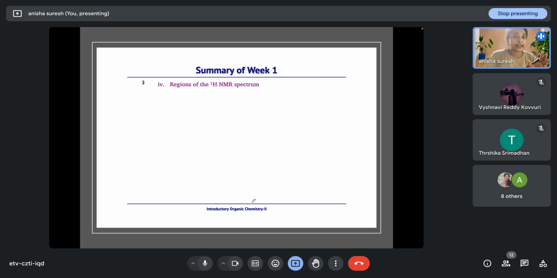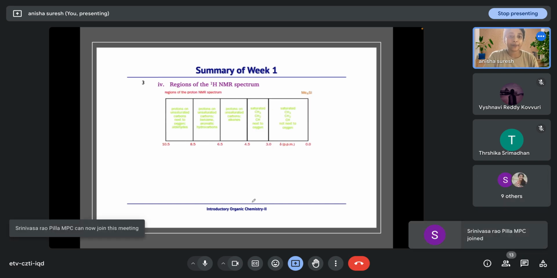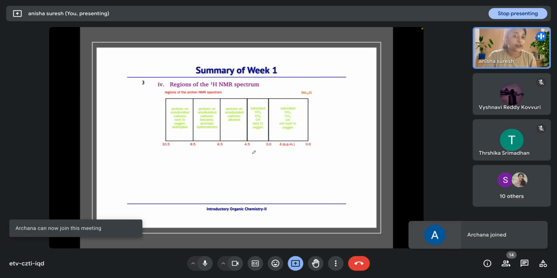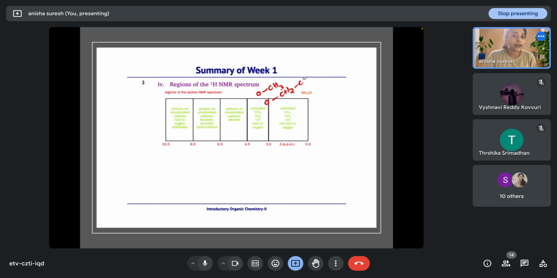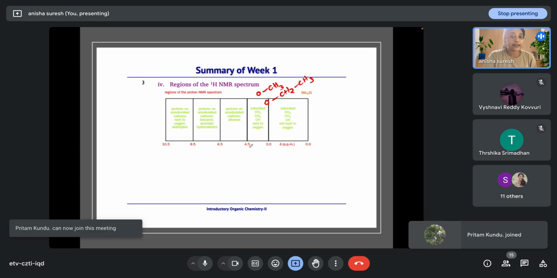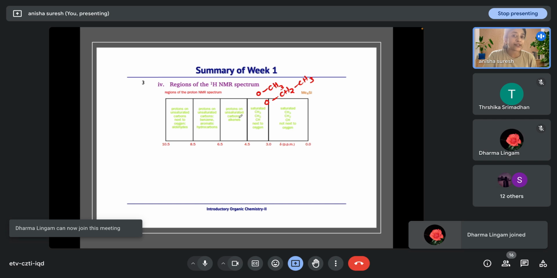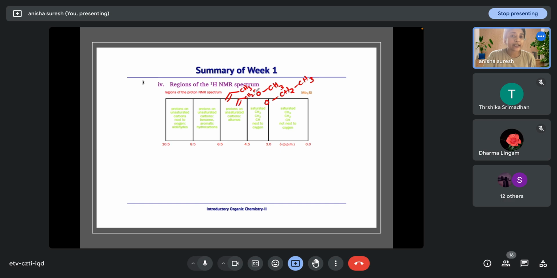We also discussed the regions in the proton NMR spectrum. In the region 0 to 3, we see saturated CH3, CH2, CH which are not next to oxygen. In the region 3 to 4.5, we see OCH3, OCH2, etc. In the region 4.5 to 6.5, we see alkenes, that is protons on carbons of double bonds, like =CH2, etc.